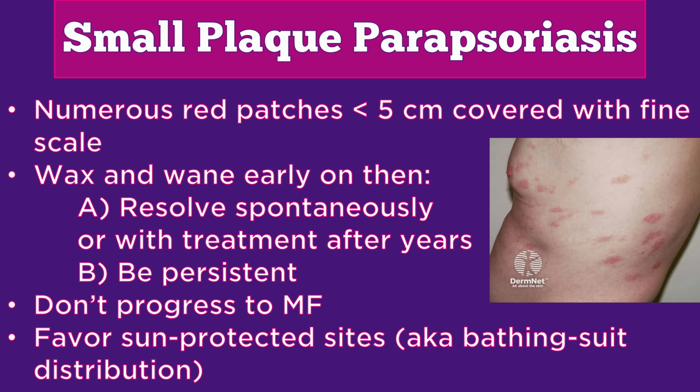So let's first talk small plaque parapsoriasis a little more. As mentioned, it actually presents as numerous red patches less than 5 centimeters in diameter that are covered with a fine scale. They tend to wax and wane early on in their course and then will either A, resolve spontaneously or with treatment after several years, or B, be persistent. Although the small plaque parapsoriasis lesions don't progress to MF on their own, they are similar to MF in that the lesions tend to favor the sun-protected sites, which is also called the bathing suit distribution.